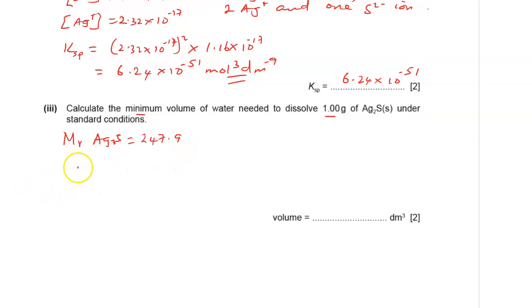So the moles of silver sulfide in 1 gram: moles of silver sulfide in 1 gram will be mass, 1 gram, divided by the relative formula mass, 247.9. This will give us 0.00403 moles of silver sulfide in 1 gram.